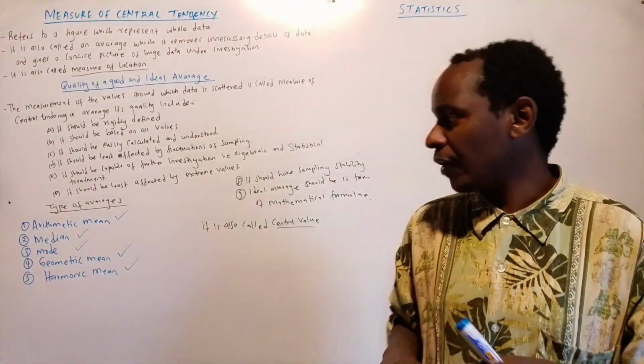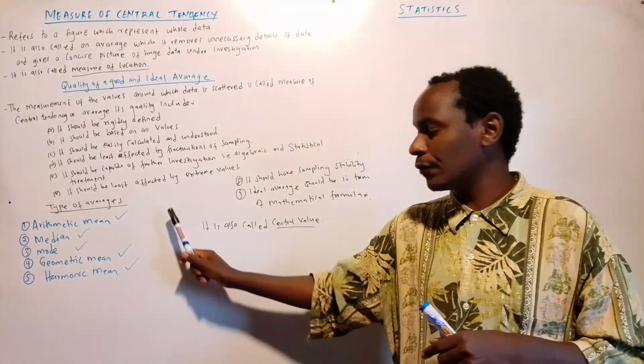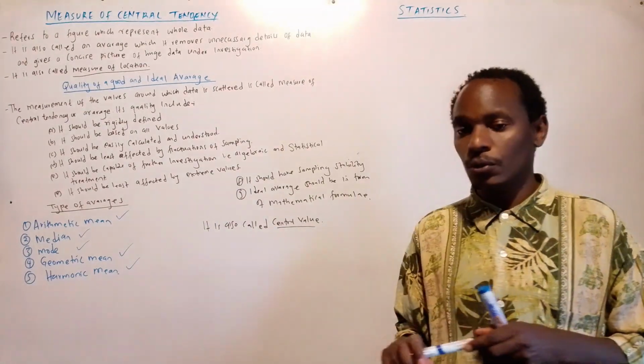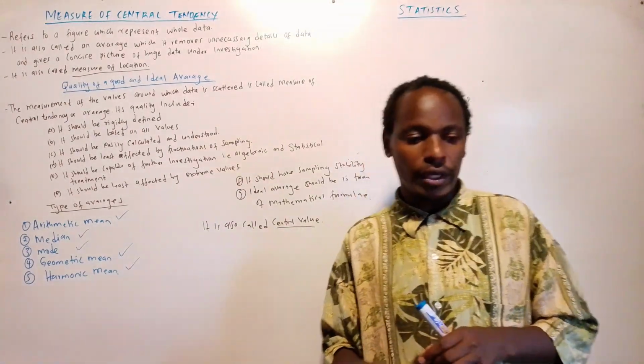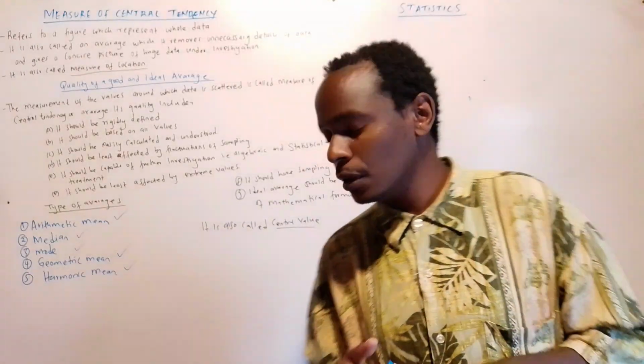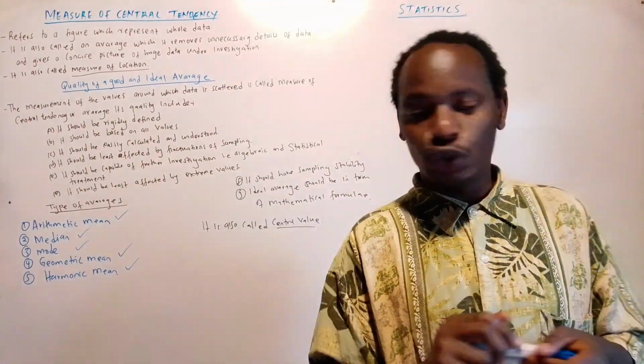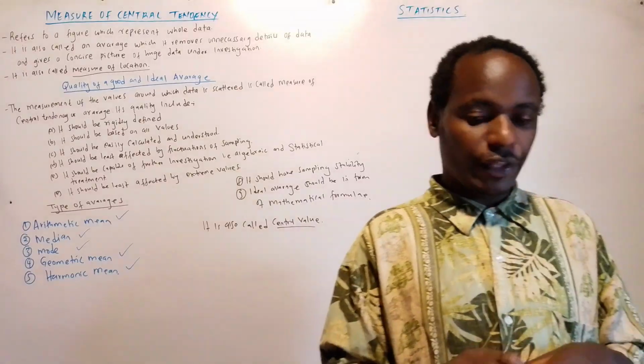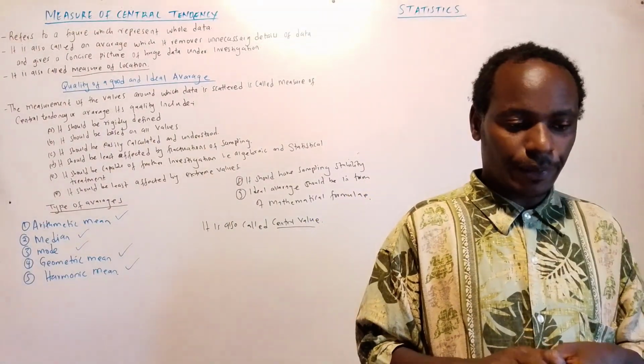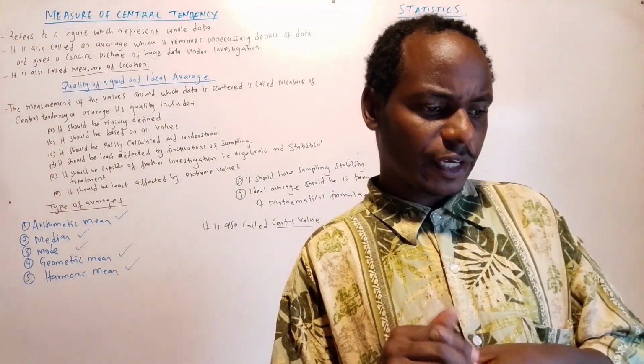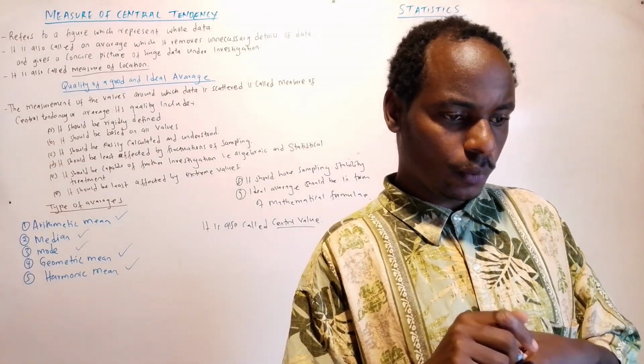And then we have 5 of them. So we have several measures of central value. We have the AM, that is the arithmetic mean, median, mode, geometric mean, and we have the harmonic mean. So those are the 5 items that you need to know.